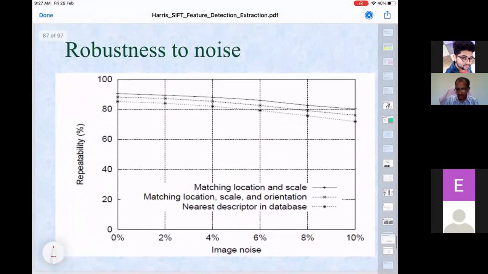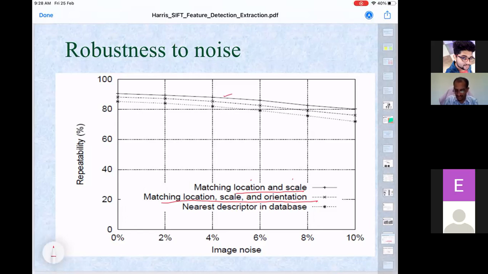So we see how many key points are matched across location and scale, and then how many key points are matched across location, scale, and orientation, corresponding orientation. That means if I know the rotation to be 20 degrees, and my key point orientation is also identified as 20 degrees, then it is correctly detected, with respect to the location, scale, and orientation. So matching with respect to the ground truth, how well we are able to identify a key point with respect to the location and scale is shown here.